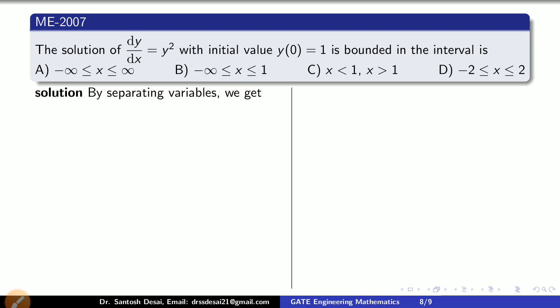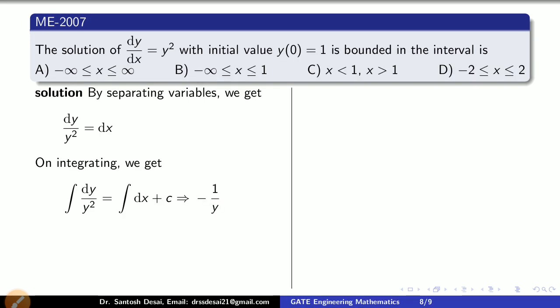So here, by separating the variables, dy divided by y square is equal to dx. Now we integrate this. So integration of dy divided by y square is equal to integration of dx plus c. So this implies integration of 1 upon y square is nothing but minus 1 upon y is equal to x plus c. And this implies y is equal to minus 1 upon x plus c.